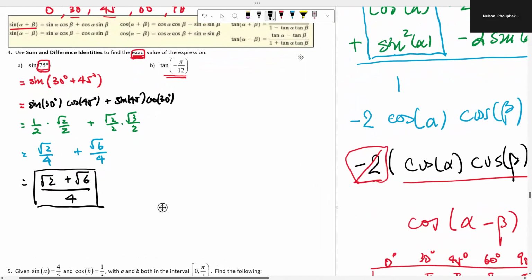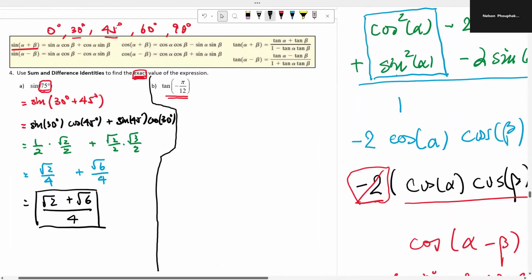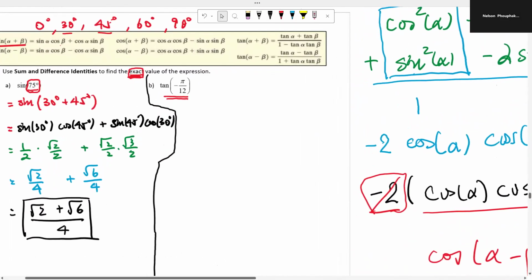And now, let us work with tangent of negative pi over 12. To work out this problem, again, we know that the angles that we are using must be like pi over 6, pi over 4, and pi over 3, something like this.